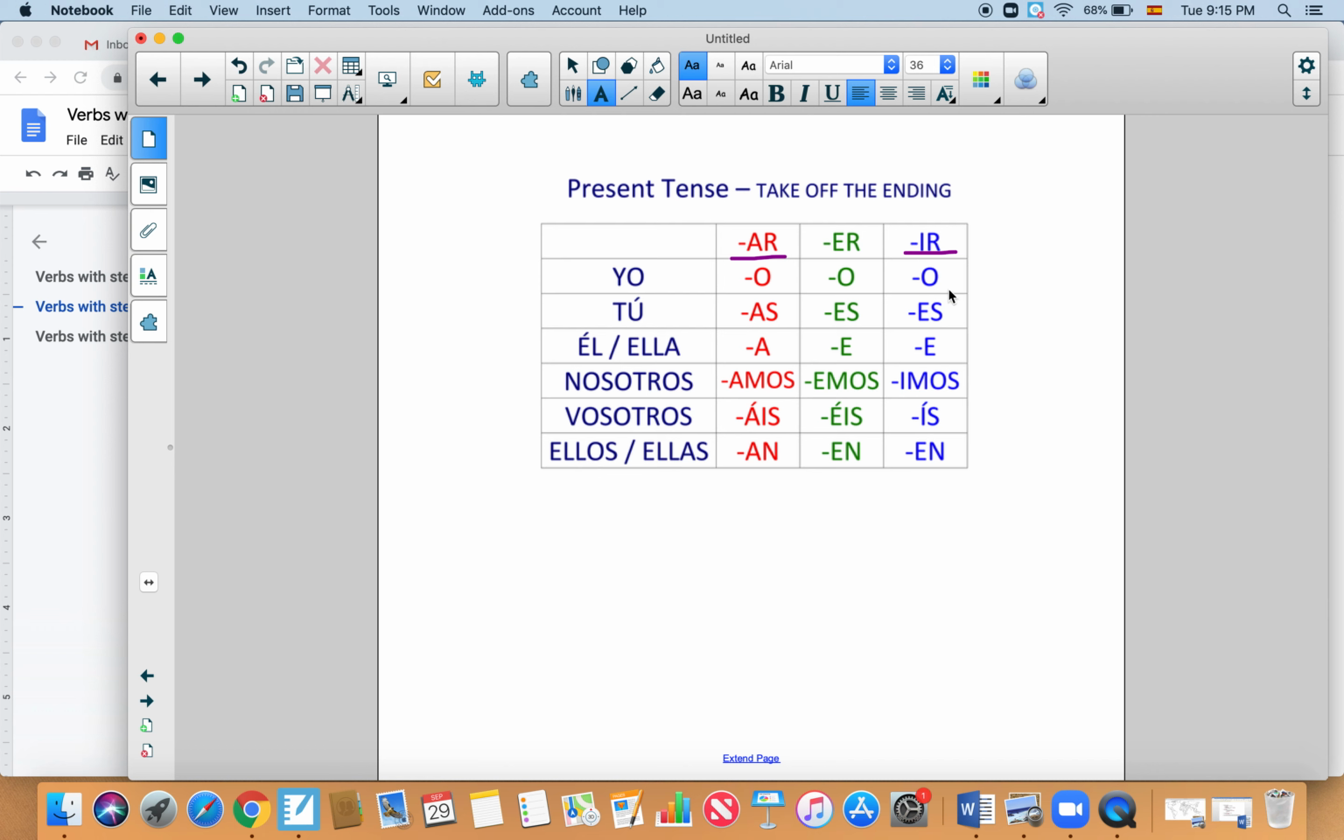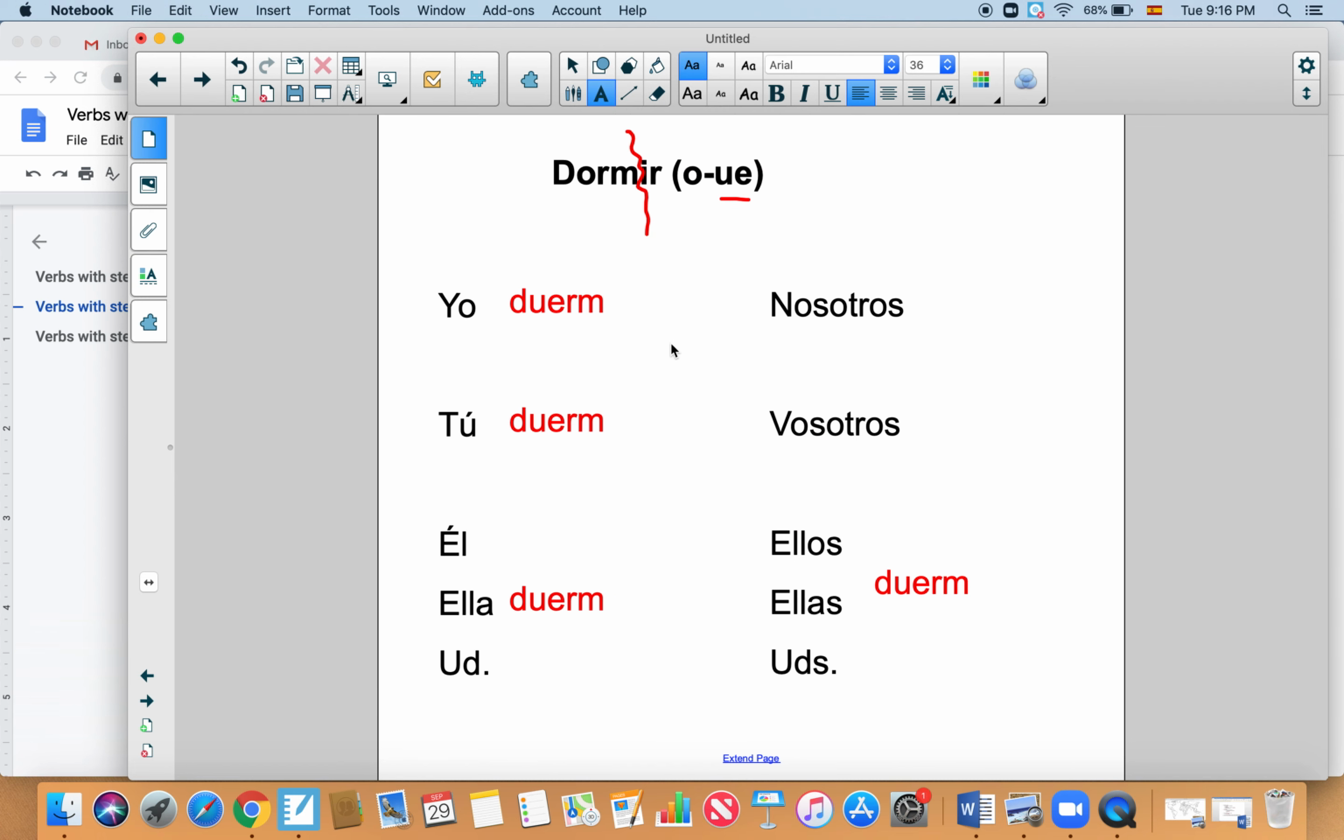We just look. IR verbs, yo form gets an O, tú form gets es, él, ella, usted gets e, nosotros imos, vosotros ís, ellos, ellas, y ustedes en. So that's pretty simple. We'll just add our new suffixes. Yo duermo, tú duermes, él, ella, usted duerme, ellos, ellas, ustedes duermen.